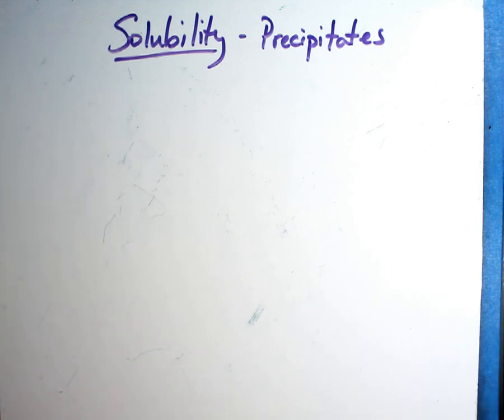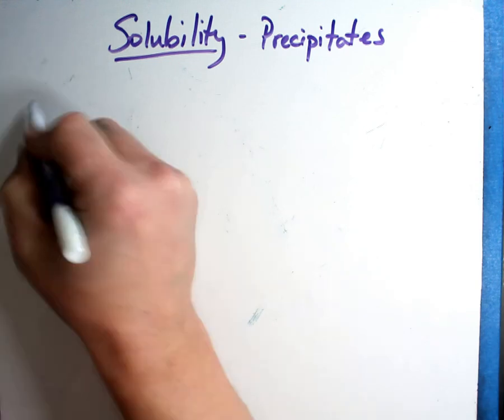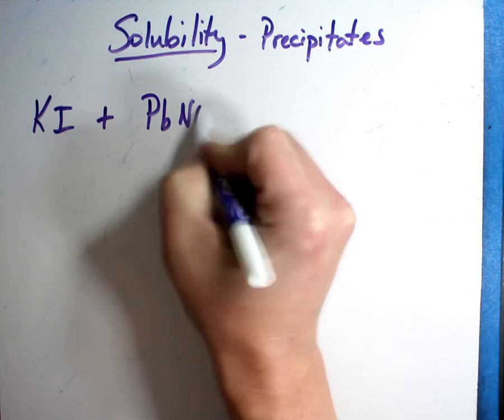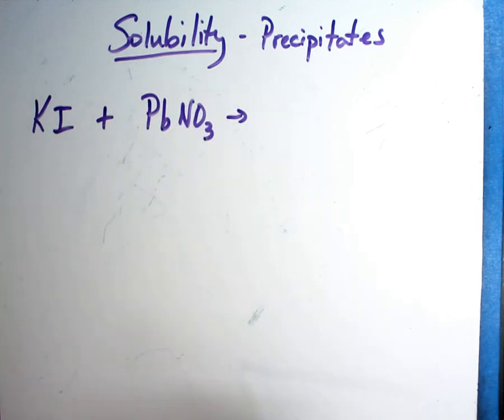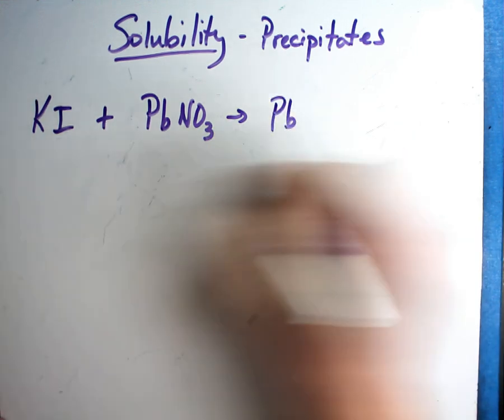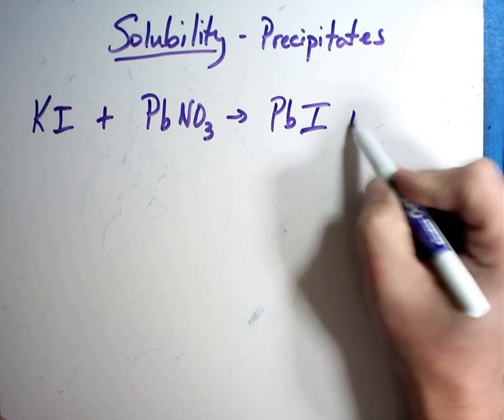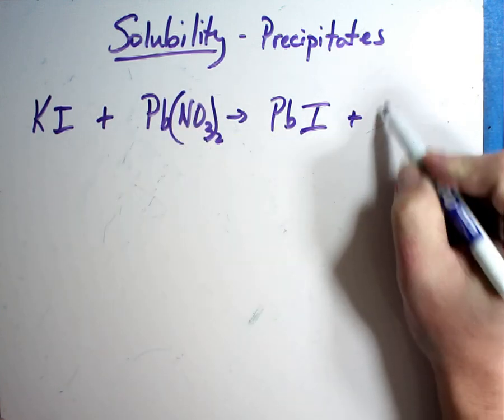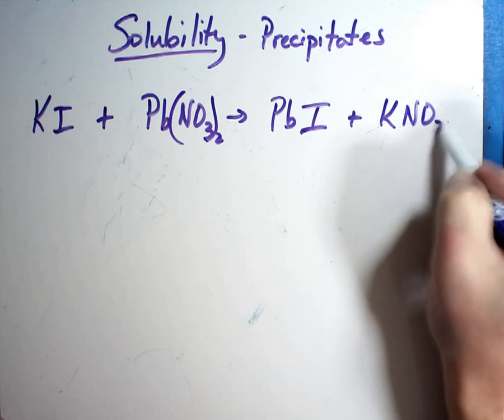Now, here is the actual reaction that happened. KI reacts with Pb(NO3)2 to yield. Now, if you look at that, you know that reaction. It's a double replacement reaction. You get PbI2, oops, had the wrong formula, and KNO3.